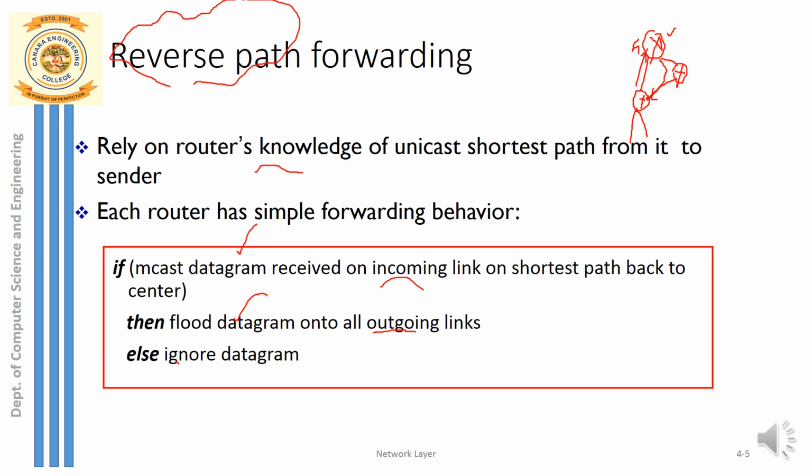If the received data is not coming along the shortest path, then the receiver has to just ignore that datagram.